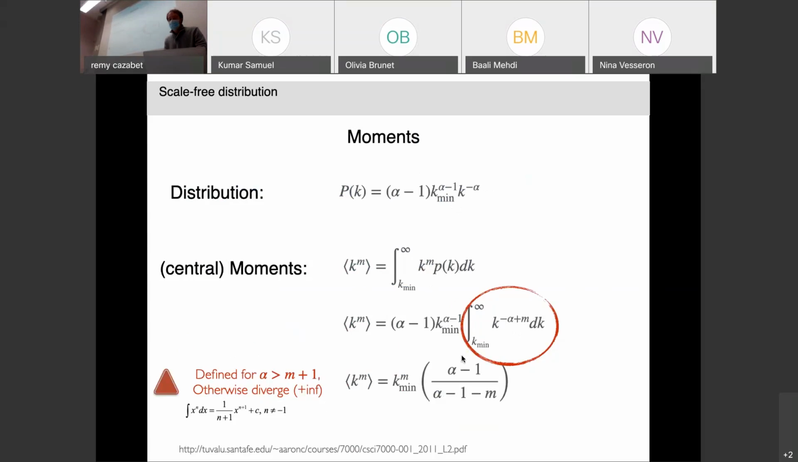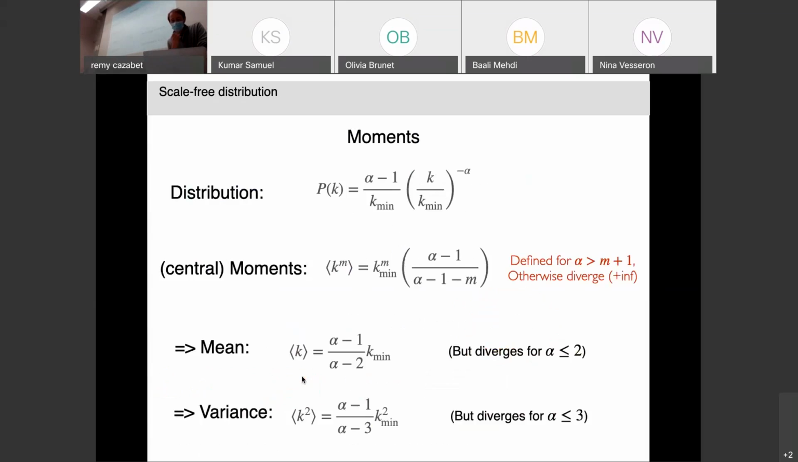And if I do this, what I observe is that the moments are defined only if alpha is above m plus 1, where m is the moment. So first moment m equals 1, second moment m equals 2, and so on and so forth. What this means, if we do the computation, is that the mean simplifies to this value, but it diverges for alpha below 2. What it means that it diverges is that it's growing towards infinity. We will see in practice what it means just after. And for the variance, we also have this value. So the variance of a power law distribution is like that, but it diverges if your exponent is below 3.